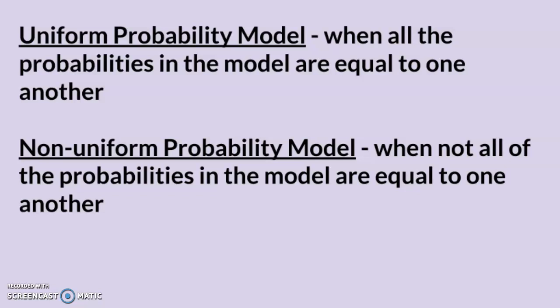In a non-uniform probability model, this is when not all of the probabilities are equal to each other. We'll take a look at an example of that in a little while. If you need to, please pause the video right here so you can get these definitions written down in your notes.